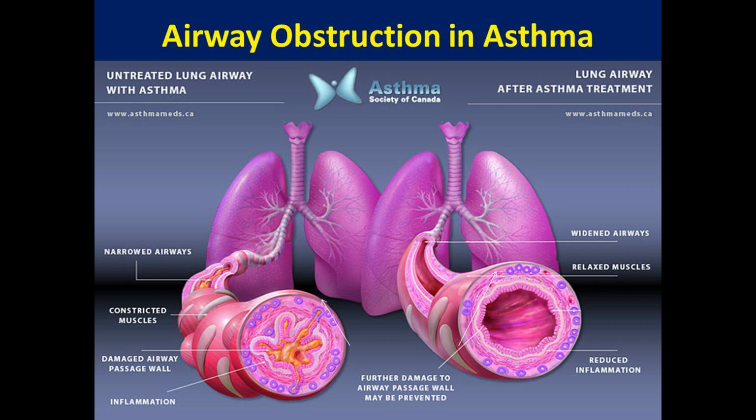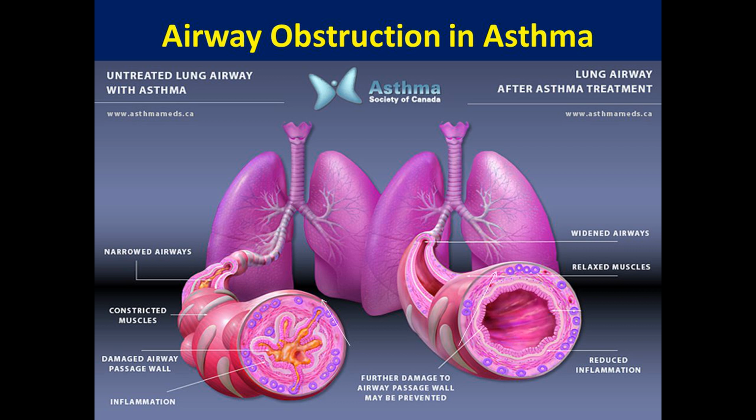Airflow obstruction. Airflow obstruction can be caused by a variety of changes, including acute bronchoconstriction, airway edema, chronic mucus plug formation, and airway remodeling. Acute bronchoconstriction is the consequence of immunoglobulin E-dependent mediator release upon exposure to aeroallergens and is the primary component of the early asthmatic response. Airway edema occurs 6 to 24 hours following an allergen challenge and is referred to as the late asthmatic response.